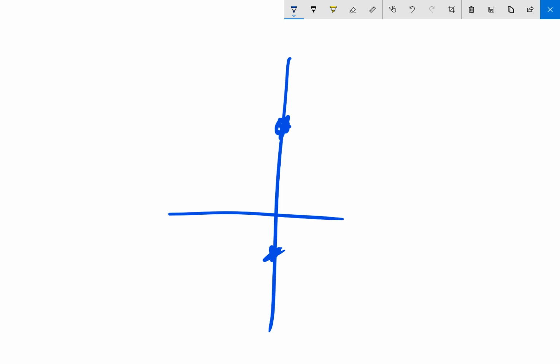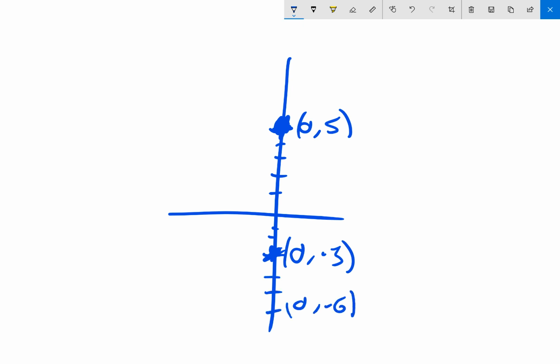Now let me point out a few things. Let's say this point on the y-axis is the point (0, 5). And let's say this is the point (0, -3). And maybe it crosses down here, at (0, -6). Or maybe it crosses up here, at (0, 8). Notice, no matter what, if it crosses the y-axis somewhere, the y is going to be different depending on where the y-axis is hit. However, no matter what, the x is always 0.